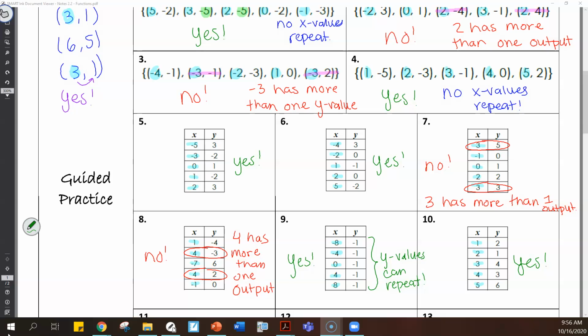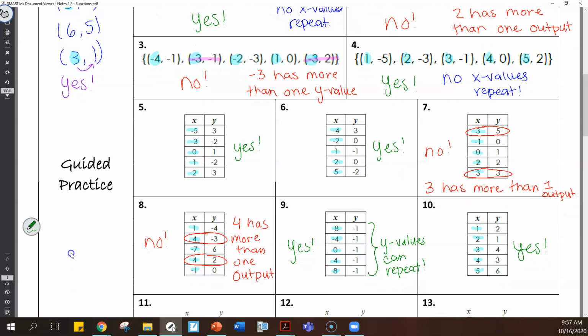Okay, for number 8, you should have gotten that it is not a function because the 4s repeat. In one instance, I get negative 3 as my output. In the other, I get 2, so that makes this not a function. Number 9 is a function, even though all of my y's repeat. Maybe all of these people have the same birthday. It's a fine thing. It's still a function because my x values do not repeat. My y values can repeat. My x values should not. Number 10, I don't have any repetition here, so that one should be a pretty straightforward yes, it is a function.